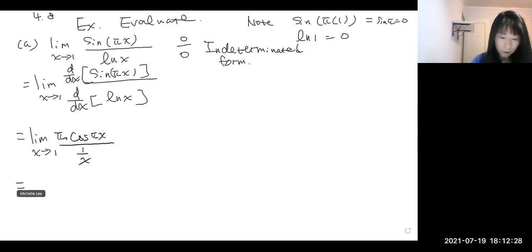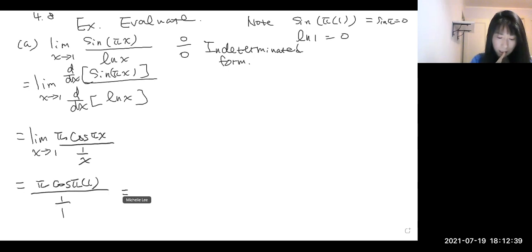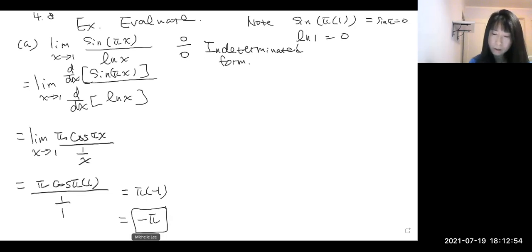Now, we plug in. So when x approaches 1, pi cosine pi times 1 over 1 over 1. Then what do you get? Cosine pi, what do you get? -1, good. Which is negative pi. Very good. This is the answer. All right. How about the second one?